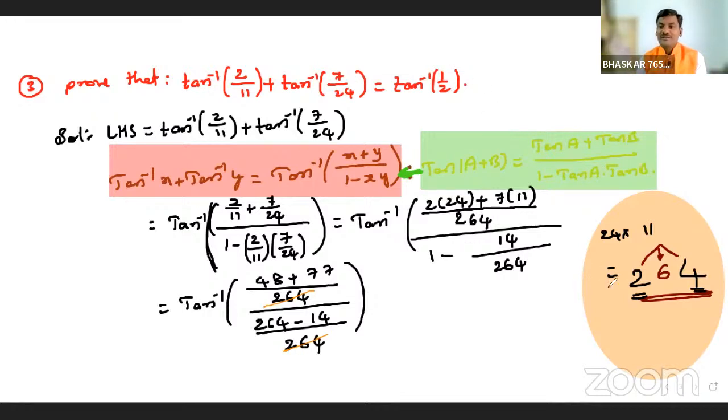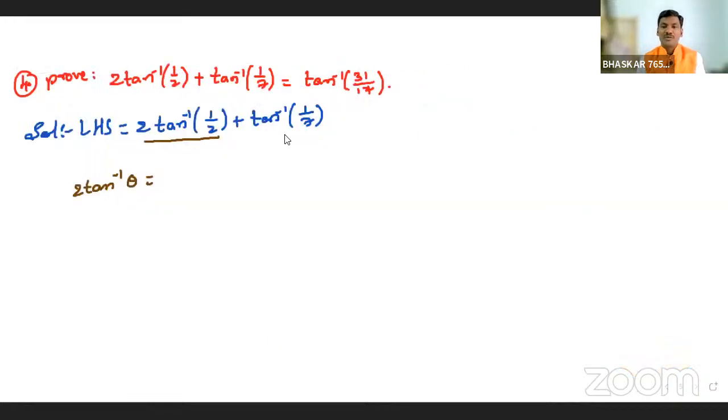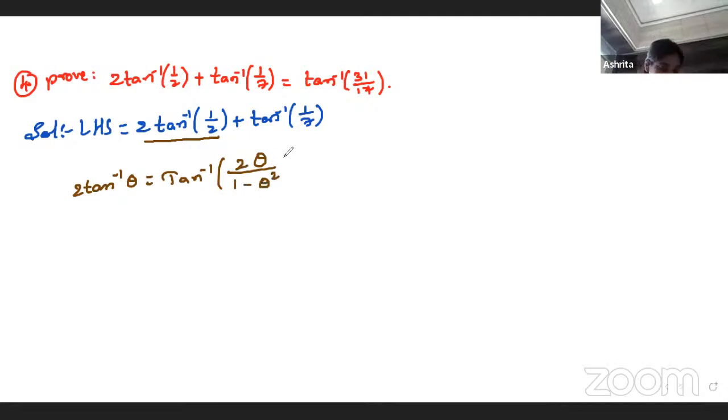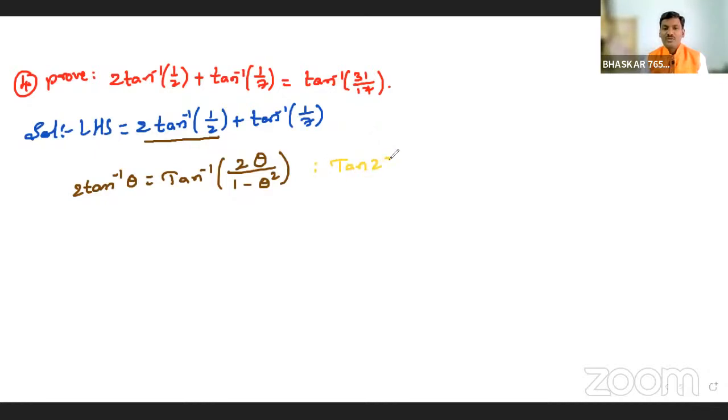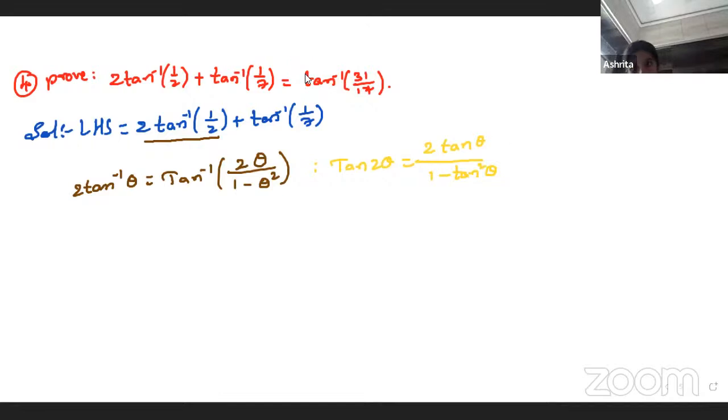From the basic formula, we derive the inverse formula. 2 tan inverse theta is equal to tan inverse of 2 theta divided by 1 minus theta square. Or if you write x, we write the x. What is the basic formula for this? Tan 2 theta is equal to 2 tan theta divided by 1 minus tan square theta. These are the basic formulas here.